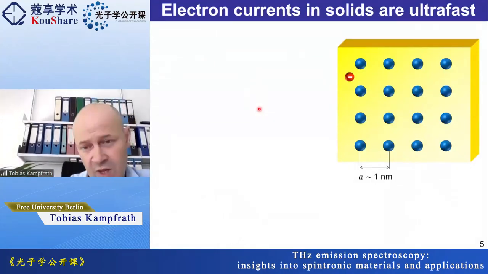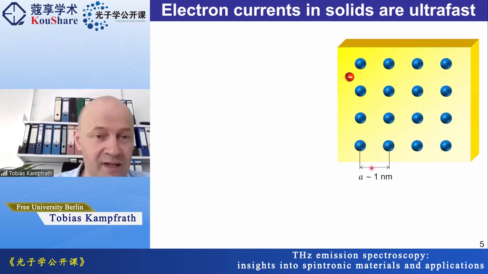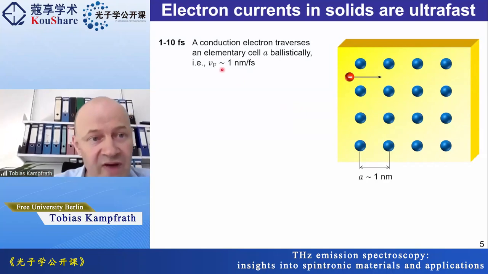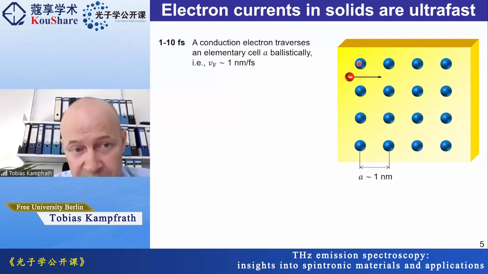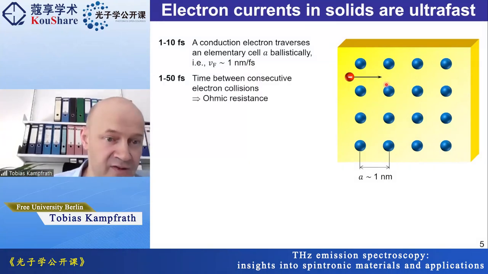So how can we understand this? What I show you here on the right-hand side is a schematic of a solid. It consists of all these atoms or ionic cores, and here we have an electron. The distance between two neighboring ions is the lattice constant. It's of the order of 1 nanometer. Now, one can say that a conduction electron traverses one elementary cell very quickly, in just about 1 to 10 femtoseconds. The reason for this is that the Fermi velocity of electrons in typical metals, for example, or doped semiconductors is of the order of 1 nanometer per femtosecond. That means one unit cell is traversed in about 1 to 10 femtoseconds.